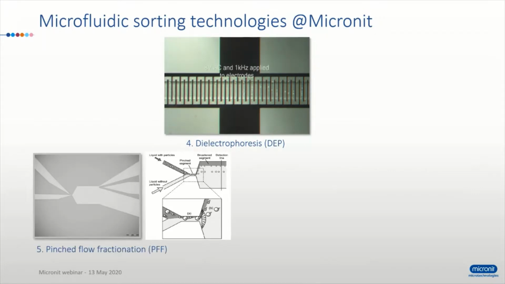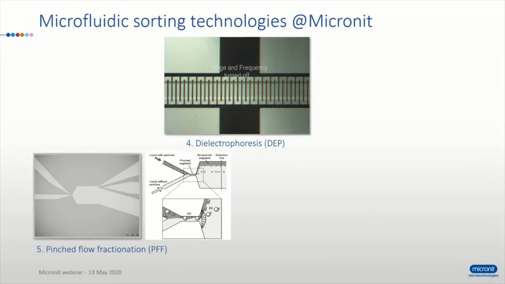Fifth technique is called pinched flow fractionation. I only have this picture. The left picture is basically zooming into a microfluidic channel. What I can say about this technique, it's similar to, I would say, the microfluidic switching technique, where you basically push cells aside towards the channel wall by using an additional flow.